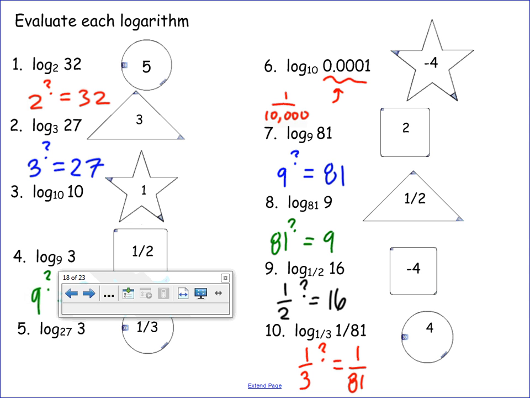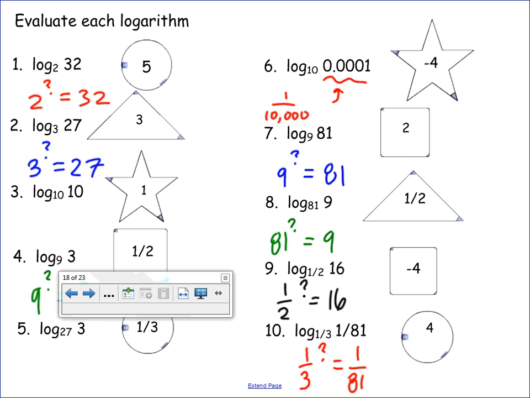Number 9 is the trickiest one. How would I take 1/2 and raise it to an exponent such that I got 16? Well, to flip the fraction, to change that 1/2 into a 2/1, I'd need a negative exponent, and then 2 to the 4th power equals 16. Put it all together and we get -4. Both pieces there. Way to go. So -4. And then lastly, 1/3 to the 4th power equals 1/81st. What questions do you have about our logarithm evaluations?